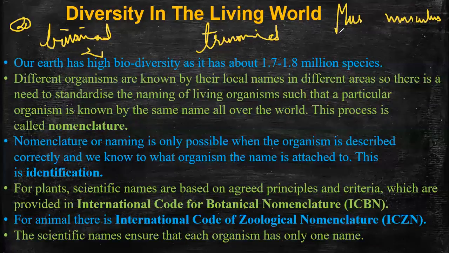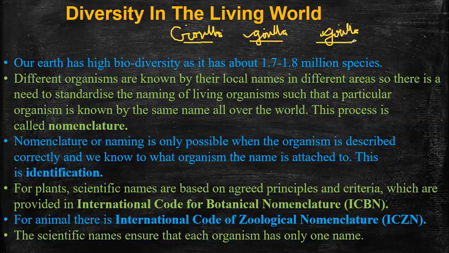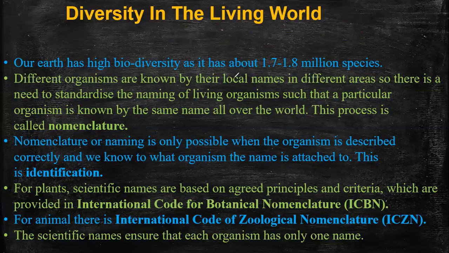So that is an example for binomial nomenclature, underline it. And for trinomial nomenclature, the example is Gorilla gorilla gorilla. The first G is capital and the other two are small. Fine, and underline it. This is the trinomial nomenclature.